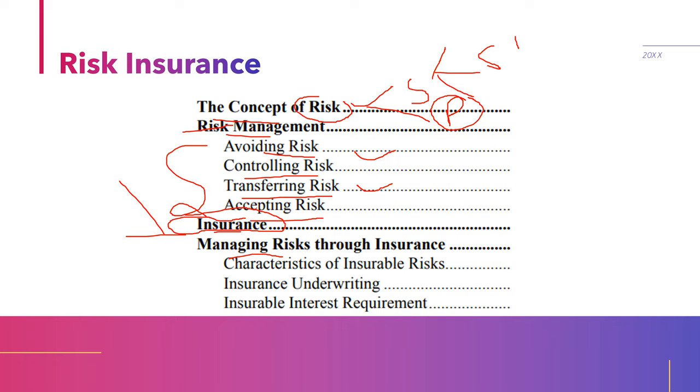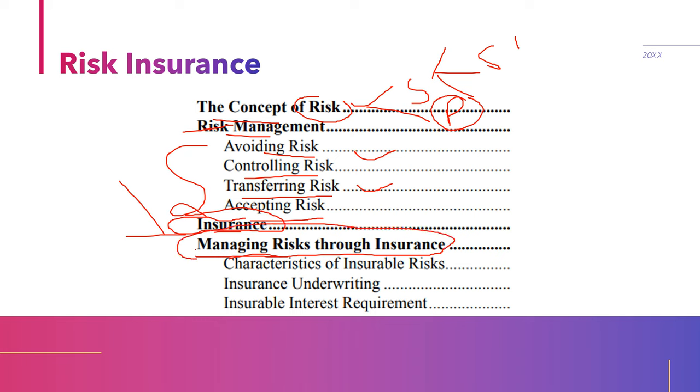In health insurance, we have three categories. One is medical expense, in which the medical expenses of illness and injuries will be covered, and the disability income coverage, and the long-term care insurance. So these three are covered under health insurance. So we have covered the concept of risk, risk management, and insurance. Now we are moving to managing risk through insurance.